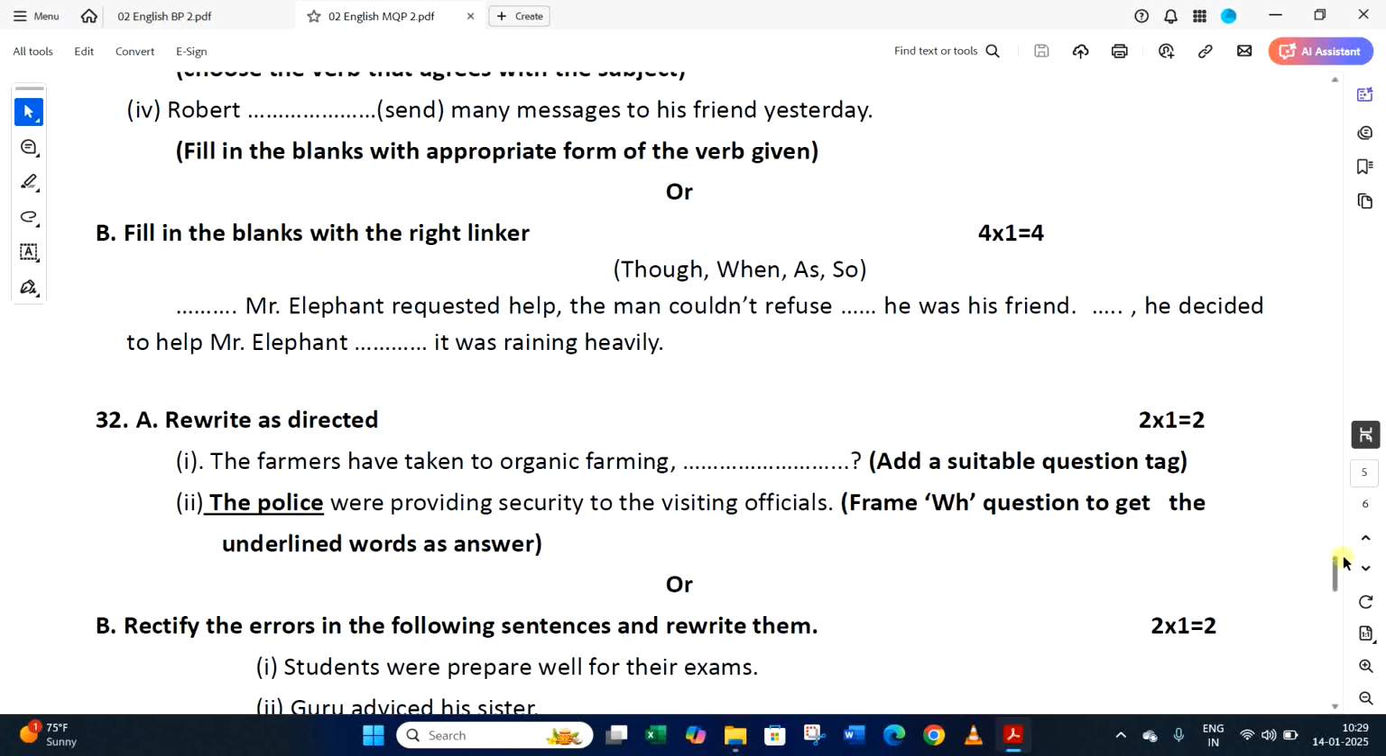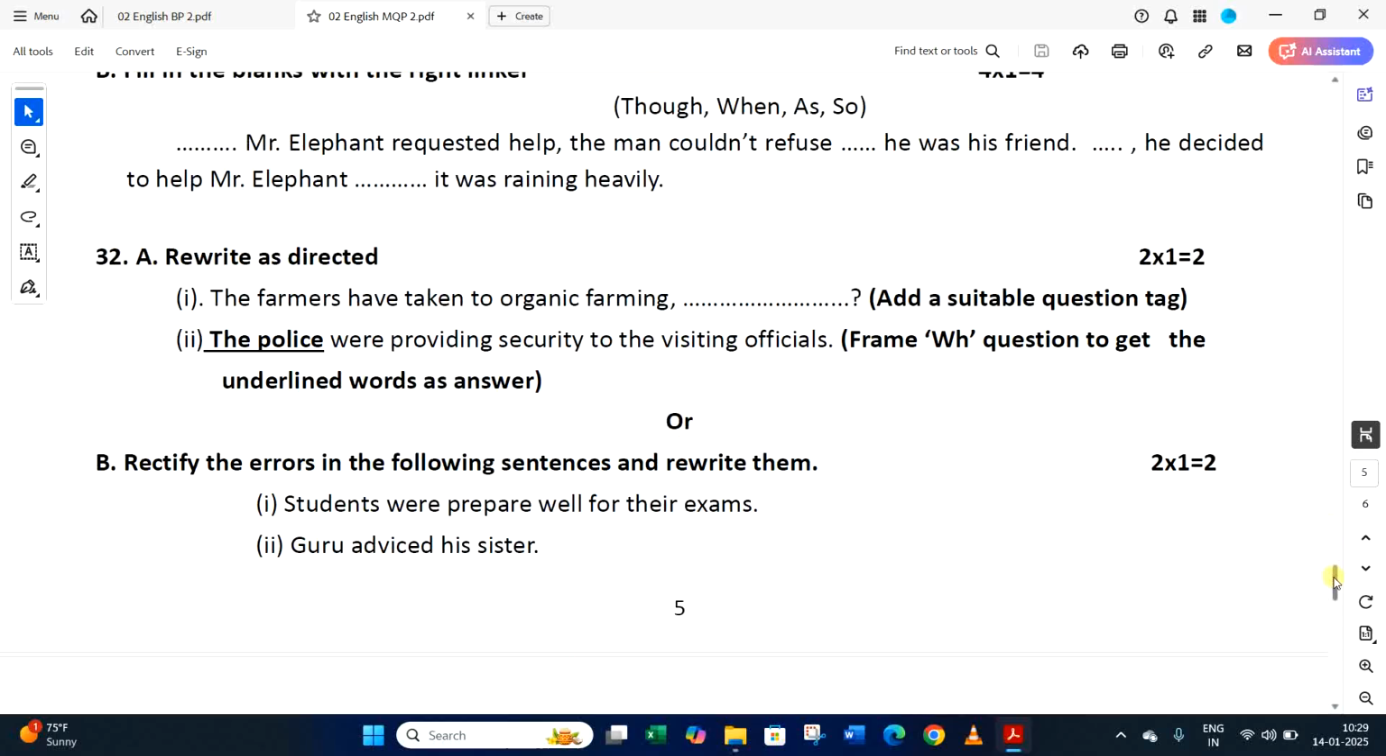Let us go towards the next part of the second model question paper, which is given by Karnataka's government. Rewrite as directed. This is for 2 mark questions. The farmers have taken to organic farming. - question mark is given, and then we are asked to write the suitable question tag to this. So it is all about question tag.